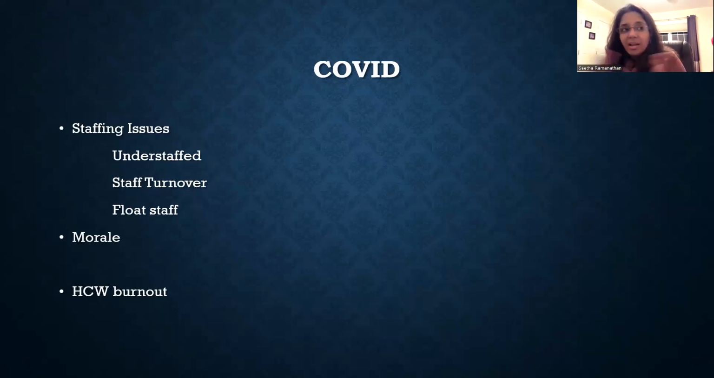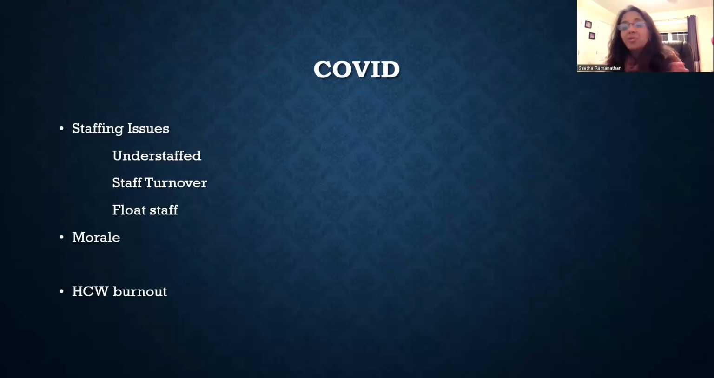I actually looked at the data to see how many people showed up in the emergency department. The number of people showing up in the emergency departments for behavioral health issues also went down pretty significantly. So we struggled with staffing issues.